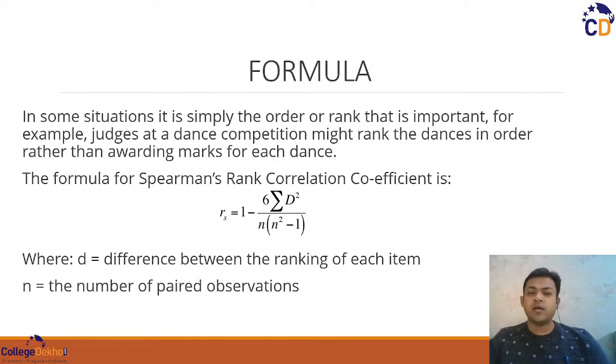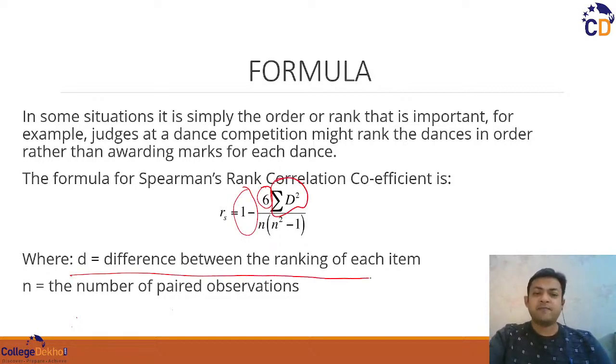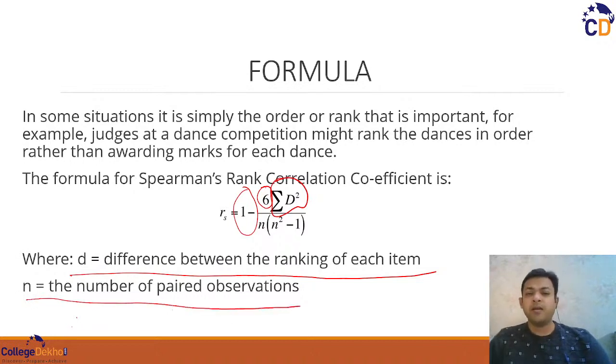Before that, let us quickly note down the formula of rank correlation. The formula of rank correlation is 1 minus 6 times the summation of d square, divided by n times (n square minus 1), where d is the difference between the rankings of each item. We'll come to the details in a couple of minutes. And n is the number of paired observations.